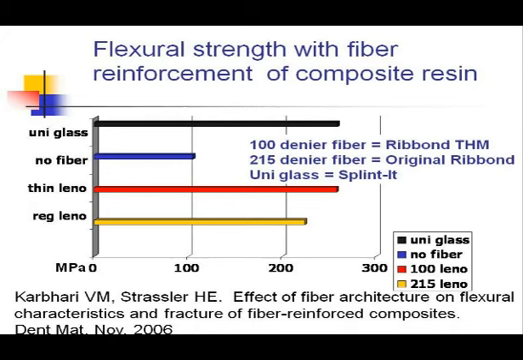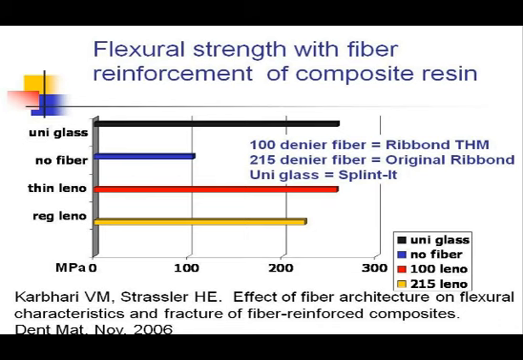When we look at the flexural strength of fiber reinforcement of a composite, if we use a unidirectional glass, it will give us some of our greatest flexural strength improvements, reinforcements of the composite. A thin Leno weave, the Ribbond THM material, gives us very close to the same flexural modulus. Yet using a polyethylene, we have a much more durable fiber. The regular Leno weave, which is actually thicker, gives us about a 15% decrease in the flexural reinforcement of composite resins.